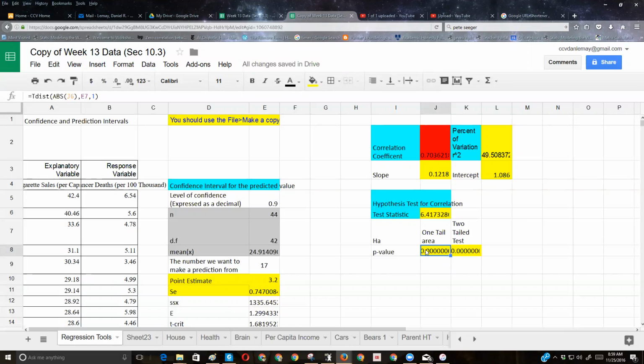As we saw, R squared is pretty low, so there's a lot of other issues going on there, a lot of lurking variables. But that's how you conduct your significance test using the spreadsheet. Really easy, easier than the graphing calculator.